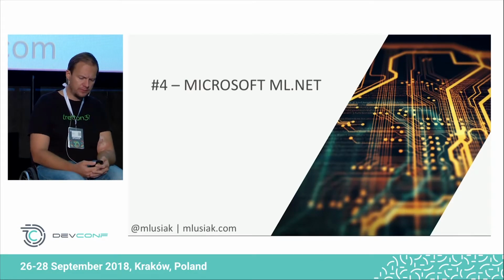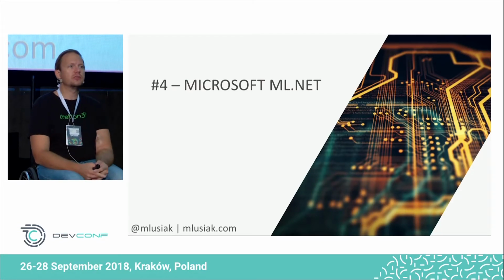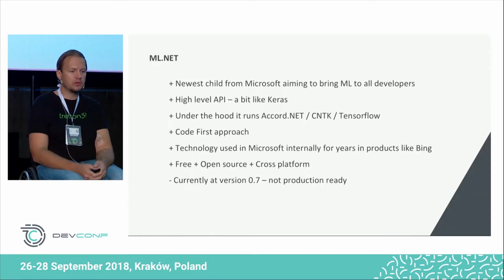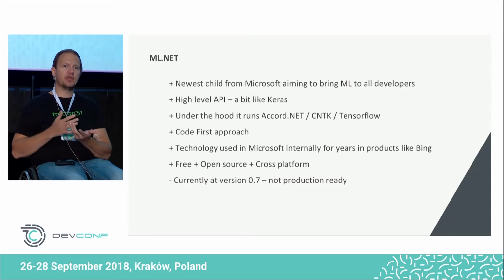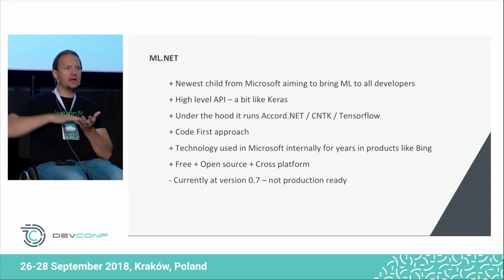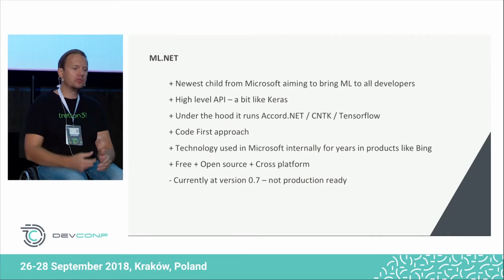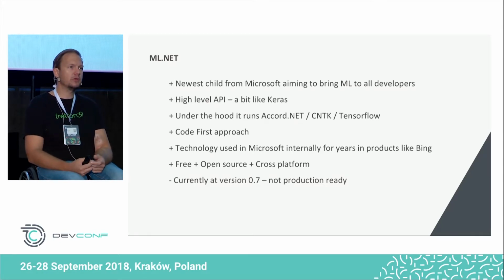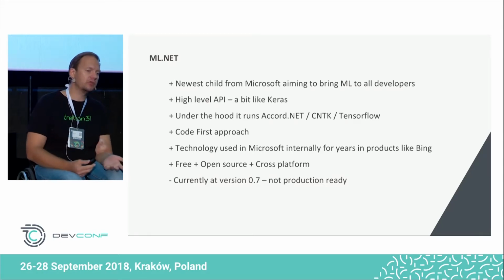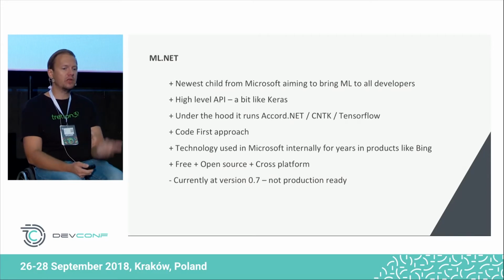All right, the newest child from Microsoft is ML.NET. They announced it at Build this year. You can look at it a bit like Keras is to TensorFlow. It's a set of high-level APIs that doesn't really do any calculation by itself. It just uses whatever you have under the hood. So is it either Accord.NET or CNTK or TensorFlow?